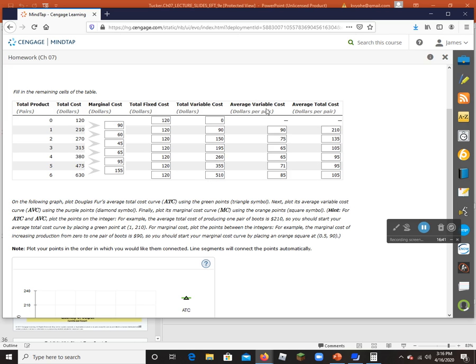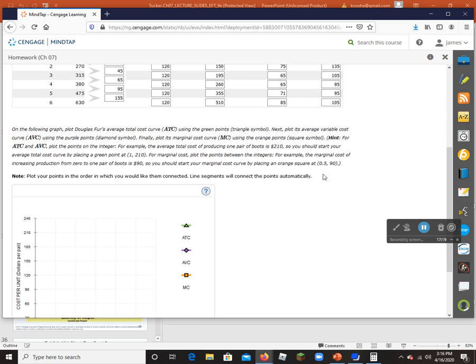Average variable cost, you see that word average, you know you're going to be dividing total variable cost by the number of units of output. So whatever total variable costs are, you divide it by the number of units of output, and that gives you average variable cost. Average total cost, you take total cost and you divide it by the units of output. So we take this column, divide it by the number of units of output to produce those costs, and that's our average total cost. Now the next thing we're going to do is graph these things.